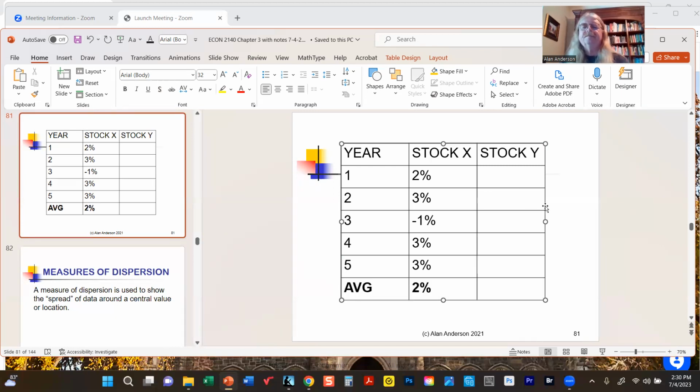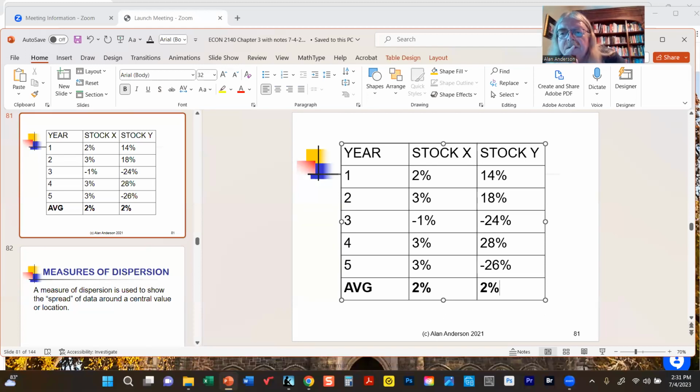Well, let's try this one. Okay, so if I've done this correctly, let me make sure, because I'm just making this up on the spot. Yeah, it's 10. All right. So in other words, the average is 2. It's 10% total divided by 5 years. So what I'm trying to illustrate here is that the two stocks each have an average rate of return of 2%.